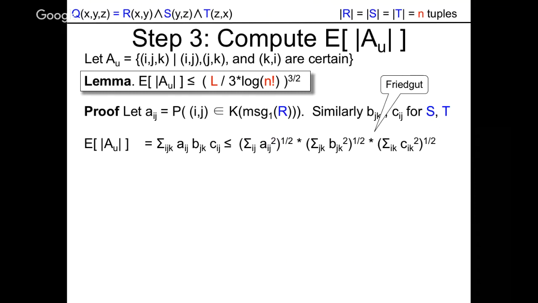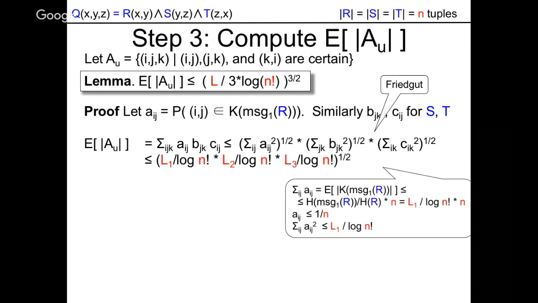Now we need to compute the sum of these probabilities squared. And this is where we use the fact that we know the sum of the probabilities. The sum of the probabilities is the expected number of known tuples. But we need the sum of the squares. For that, we are going to use also the fact that a_ij is at most 1/n. It's no larger than the probability of ij being in the input relation.